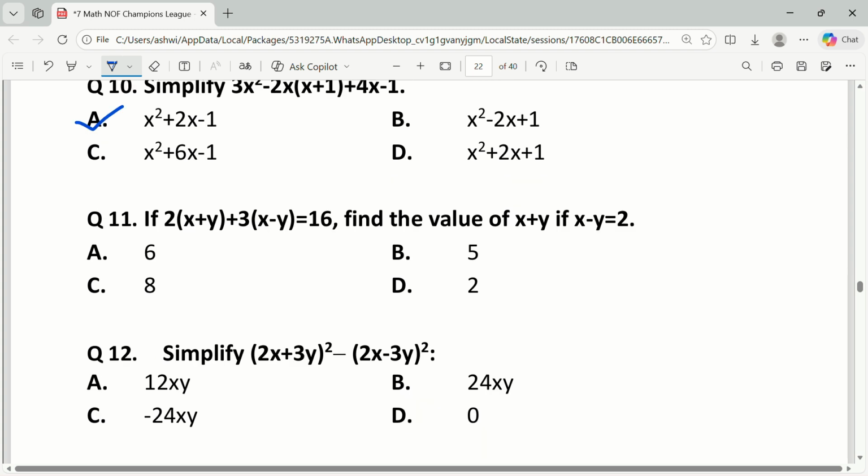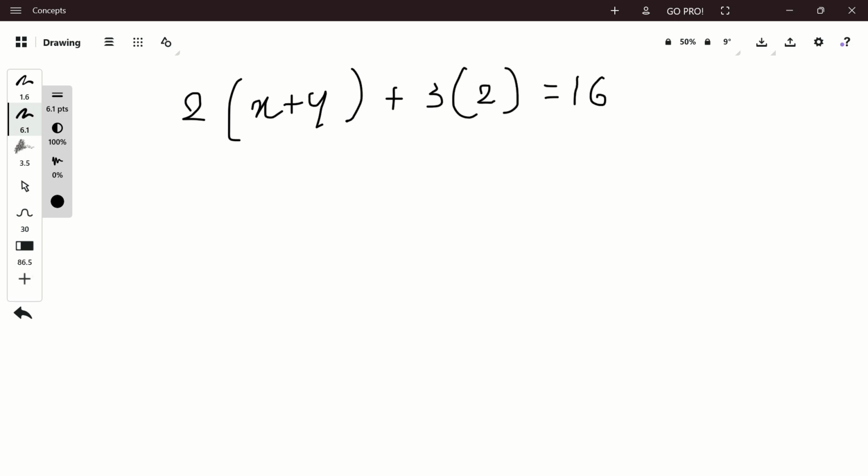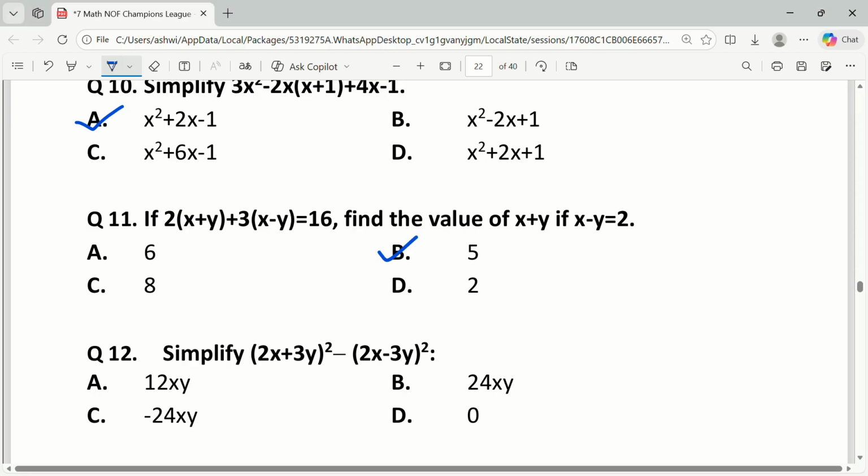Question 11. If 2x + y + 3x − y is equal to 16, find the value of x + y if x − y is equal to 2. Substituting the value of x − y = 2 in the equation, we have 2x + y + 3(2) = 16. Solving for x + y, we have x + y is equal to (16 − 6)/2, which is equal to 5. Comparing with the given options, the answer is B, 5.